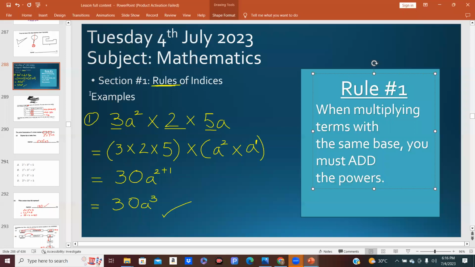Excuse me, I have a question. Go ahead. I guess if they don't have the same base, you're going to subtract, right? No. If they don't have the same base, then you can't do anything with the powers. But if you're dividing, that's when you subtract. We're going to get to that question when we are dividing.